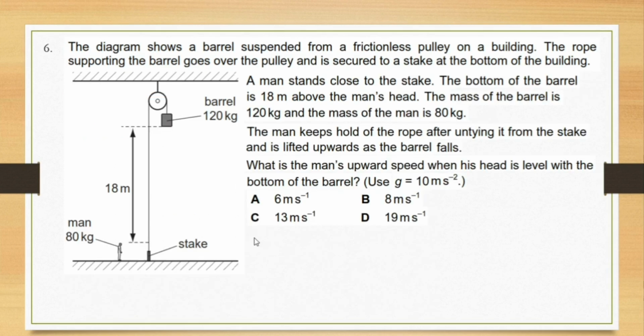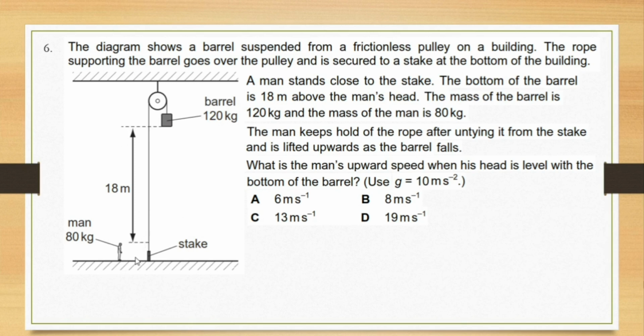Number 6, the diagram shows a barrel suspended from a frictionless pulley from a building. The rope supporting the barrel goes over the pulley and is secured to a stake at the bottom of the building. A man stands close to the stake. The bottom of the barrel is 18 meters above the man's head. The mass of the barrel is given as 120 kilograms. The mass of the man is 80 kilograms.